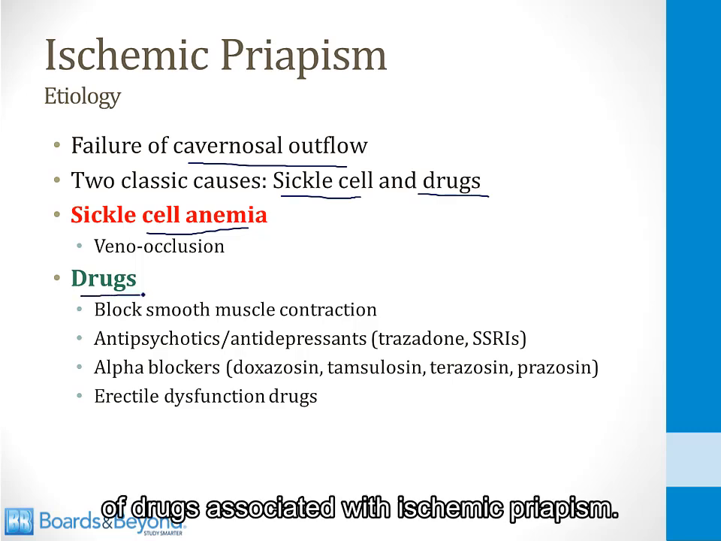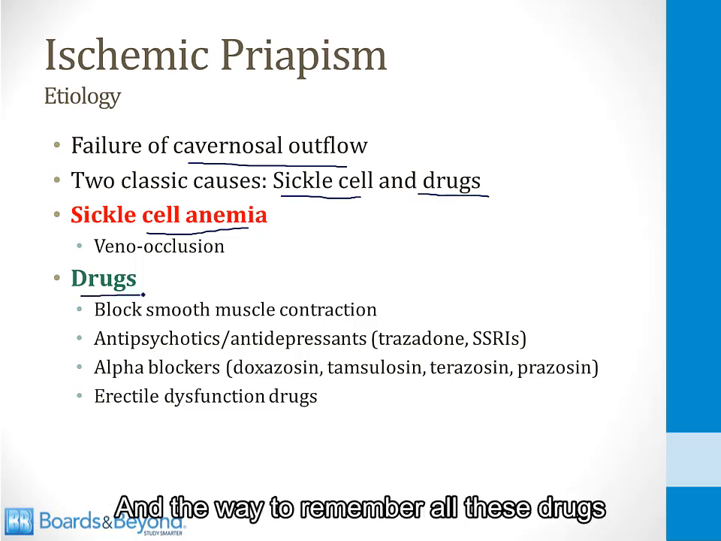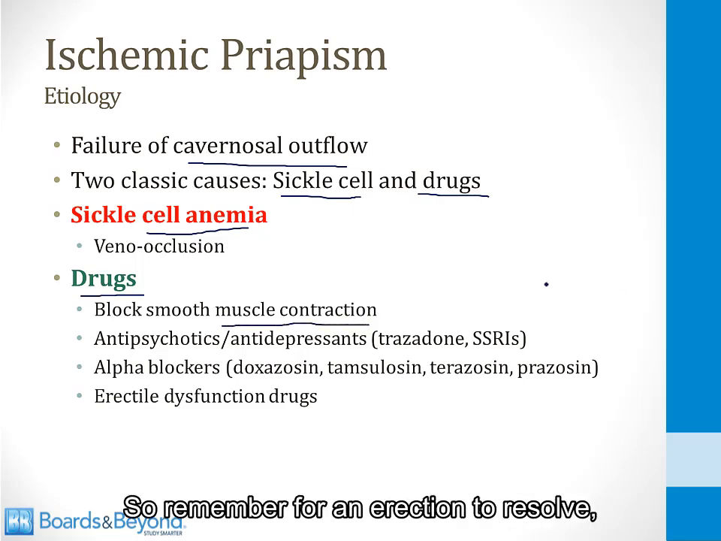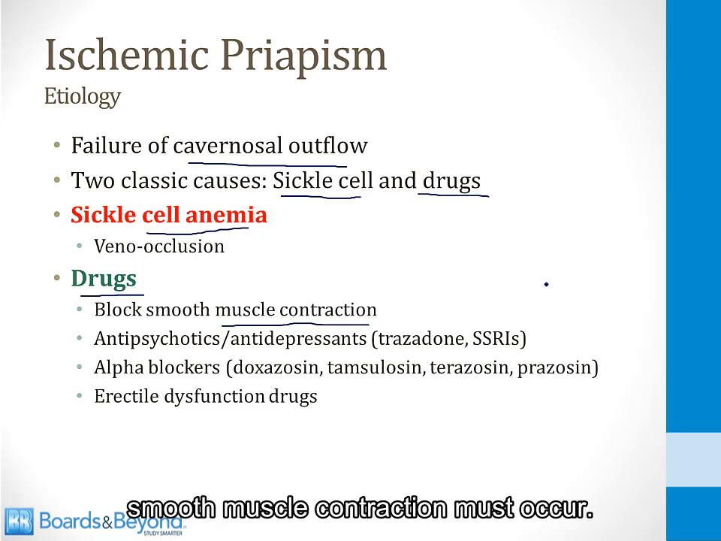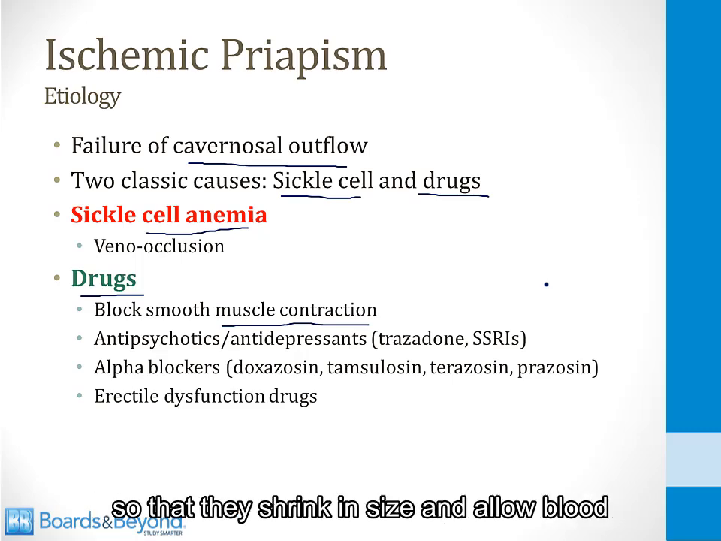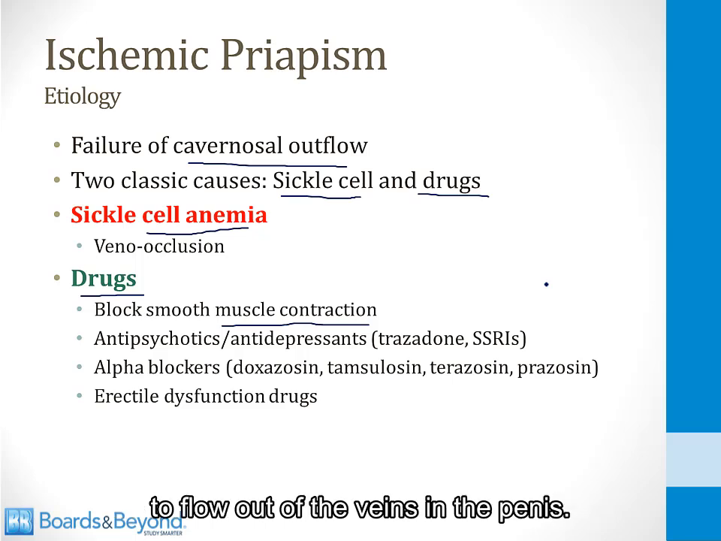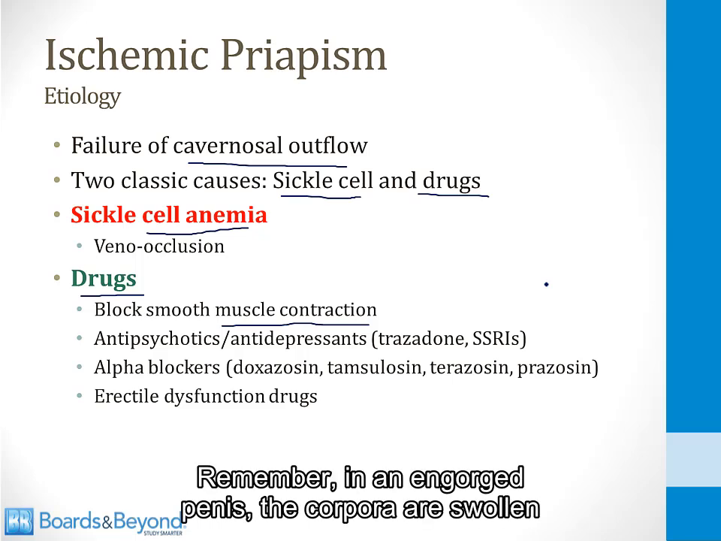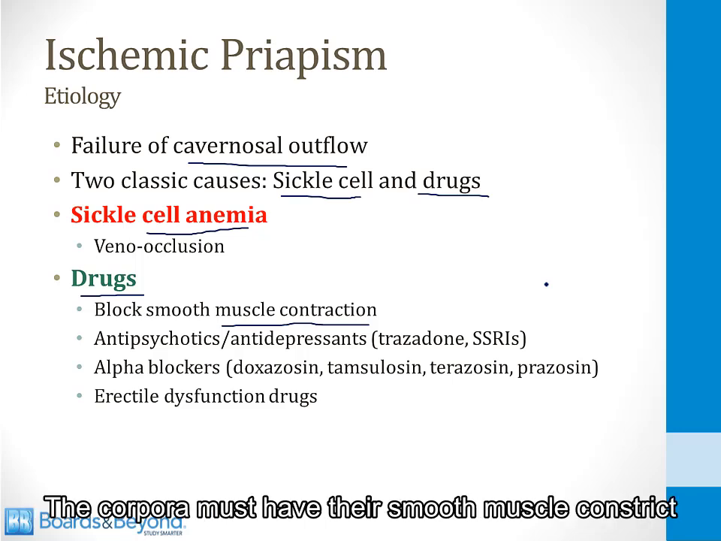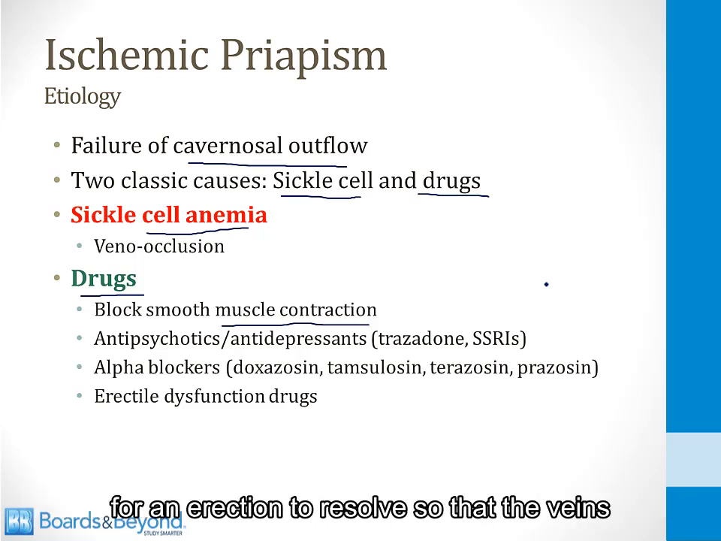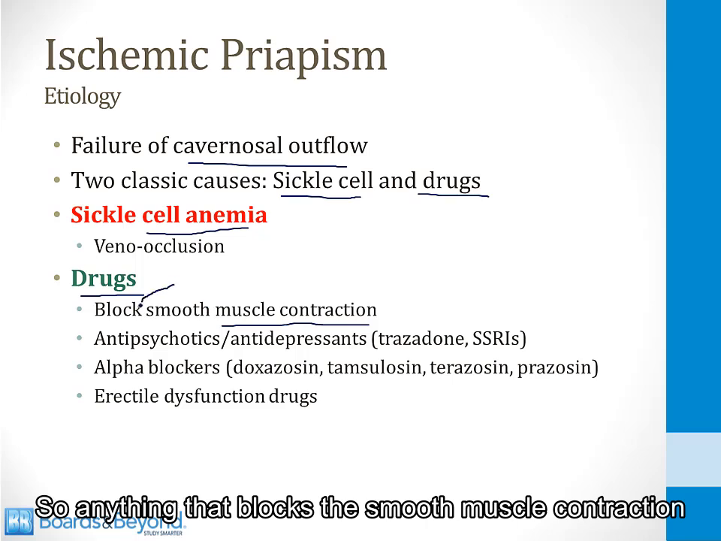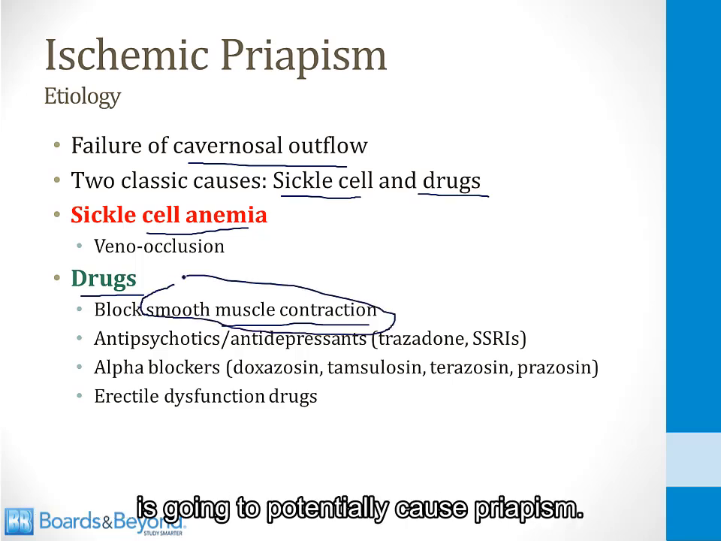And then there are a number of drugs associated with ischemic priapism, and the way to remember all these drugs is by some mechanism they block smooth muscle contraction. So remember, for an erection to resolve, smooth muscle contraction must occur. The arterioles must constrict so less blood flows into the penis, and the corpora must constrict so that they shrink in size and allow blood to flow out of the veins in the penis. Remember, in an engorged penis, the corpora are swollen and they compress the veins so that blood cannot leave. The corpora must have their smooth muscle constrict for an erection to resolve so that the veins and venules open up and blood will begin to leave the penis. So anything that blocks smooth muscle contraction is going to potentially cause priapism.